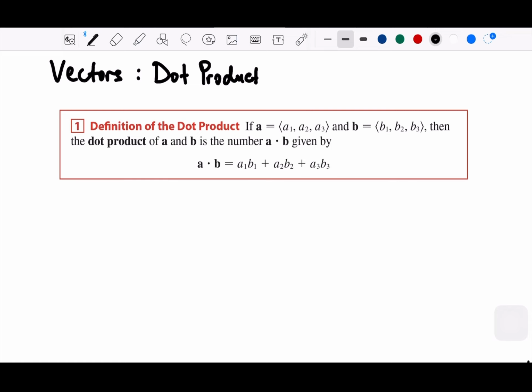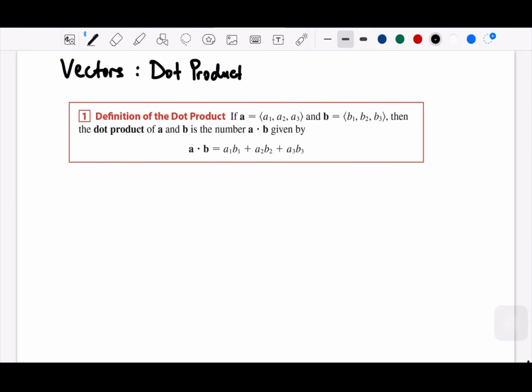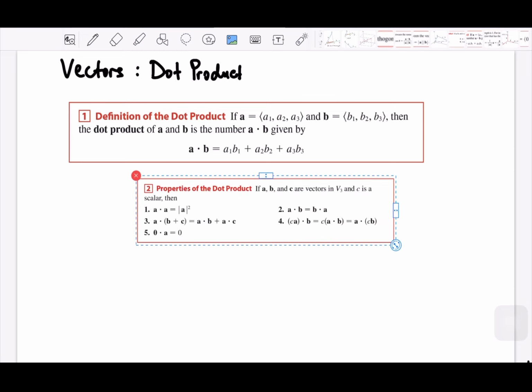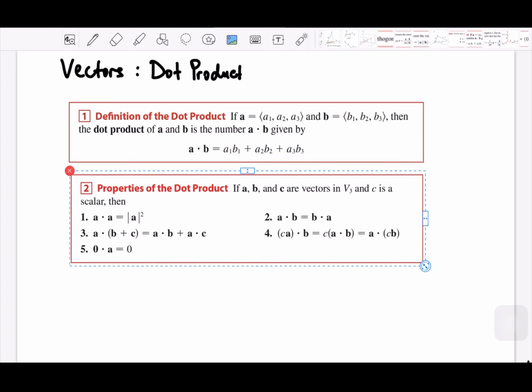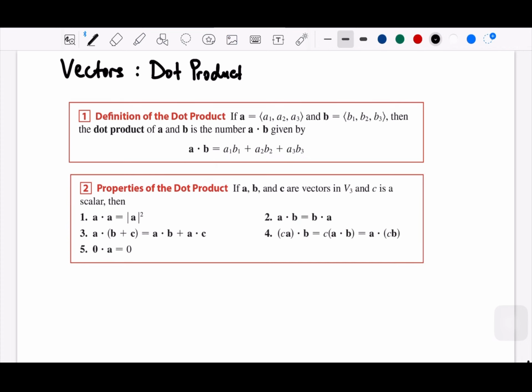Now from this multiplication, we have some properties of the dot product that we can see. And if you have time, you can also try to check and maybe prove whether this is true or not. Of course this is true, but you can confirm how we get this proof.